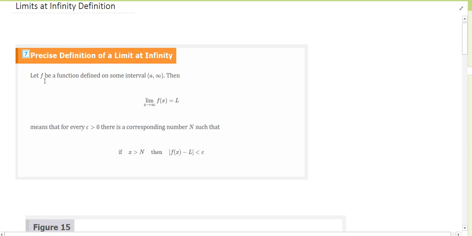This is the definition for a function defined on an interval. The limit as x goes to infinity of f of x equals L means that for every epsilon greater than 0, any epsilon that's given to us, there is a corresponding number N such that if x is larger than N, then the distance between the y values and our limit is within epsilon. Remember, usually epsilon is a very small number, but now we're saying for a very large N.